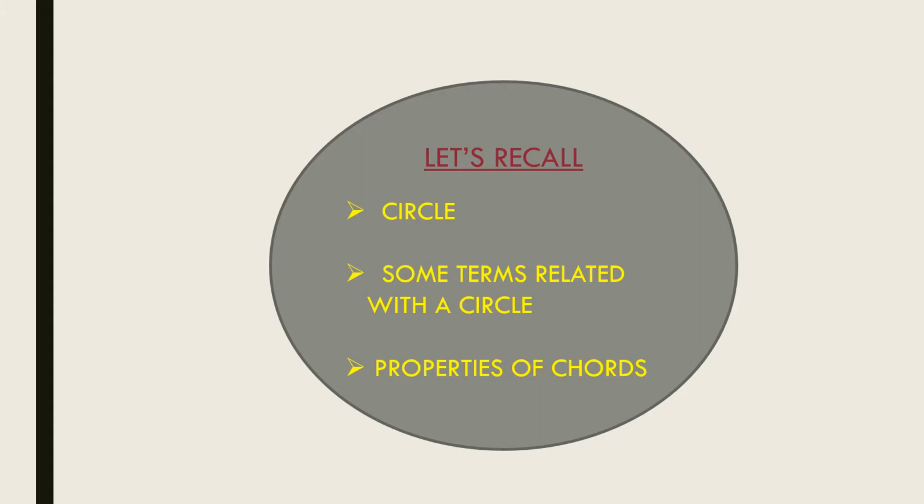And third, properties of chords. First property: a perpendicular drawn from the center of a circle on its chord bisects the chord. Second: the segment joining the center of a circle and the midpoint of its chord is perpendicular to the chord.